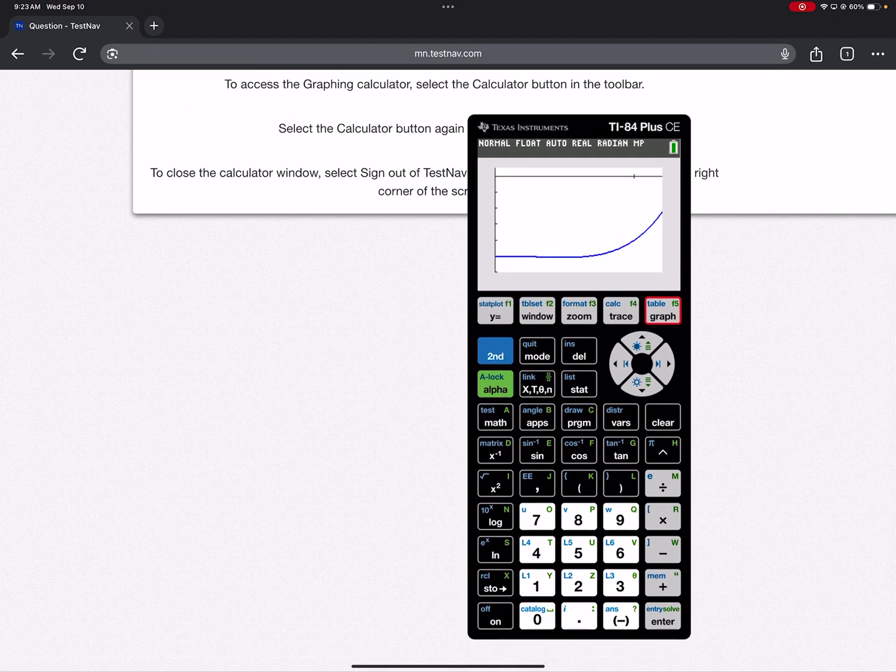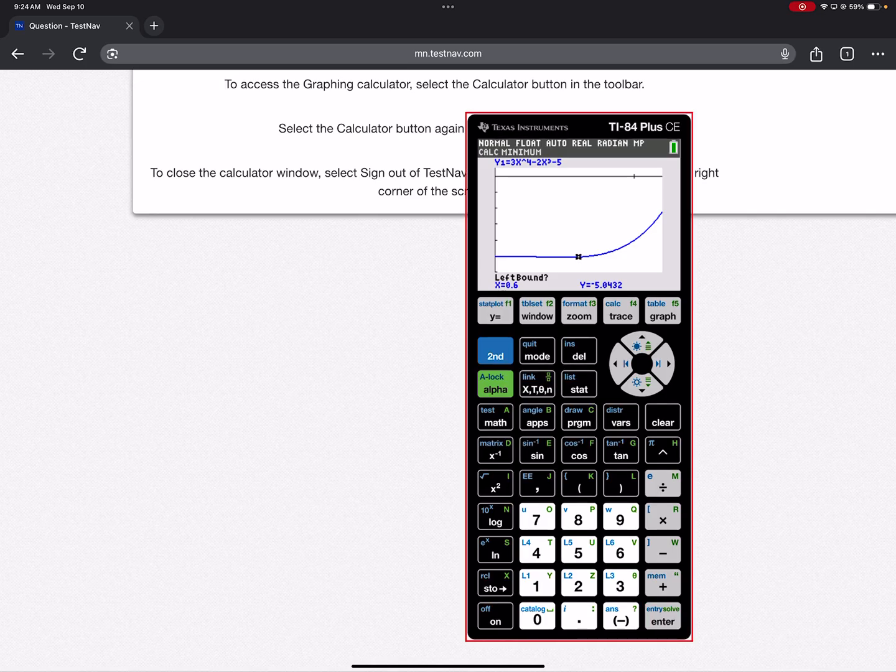But it looks to me like it's right there. So what you're going to do is second, trace, and then go to minimum, minimum, and hit enter. Now it looks like to me it's about right there.